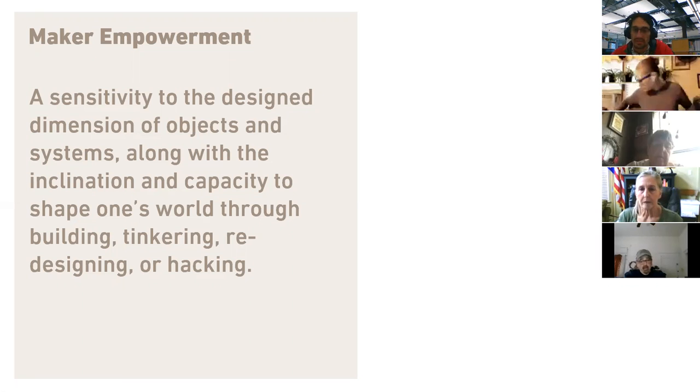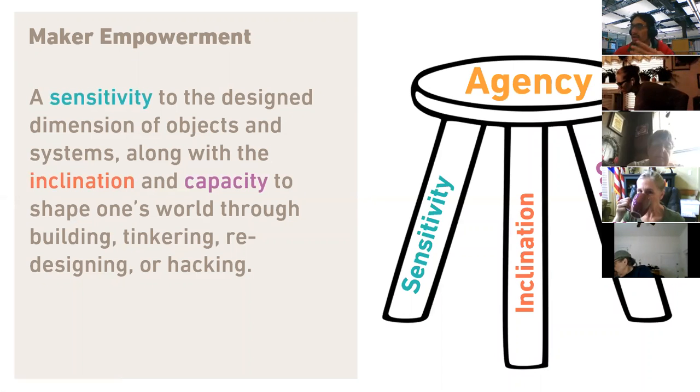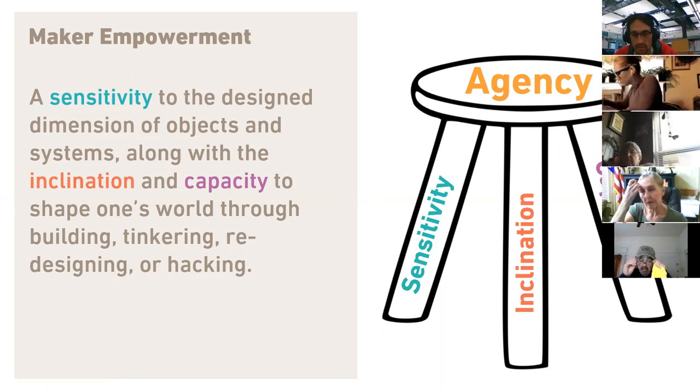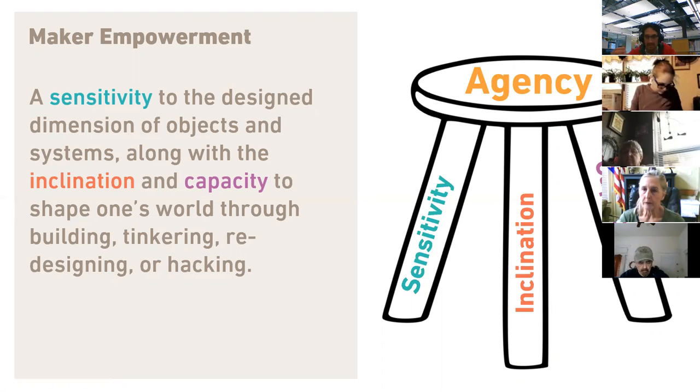So, there are 3 parts of this: a sensitivity to design, an inclination, and a capacity. The ultimate goal of maker-centered learning is to inspire our learners to view themselves as agents of change in this world, to recognize that human beings, just like themselves, designed everything that we use. And there's nothing stopping you from being one of those designers too, from being somebody that can change the world. And so there's 3 legs of this chair.